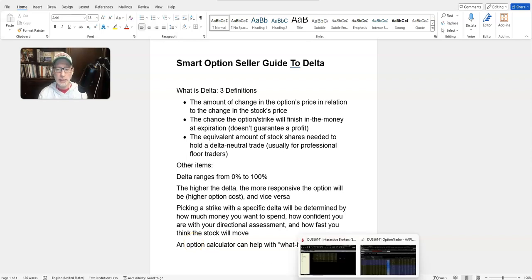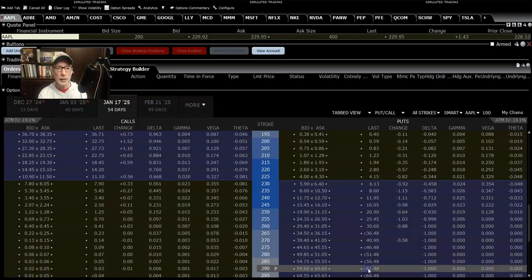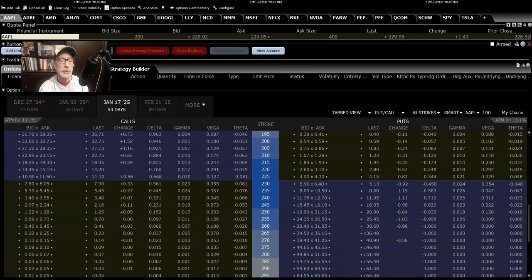So let's just jump right in here and show you how deltas work, what they are, and where you can find them. Now, what you're seeing in front of you is an option chain from the broker that I use, Interactive Brokers. Call options are on the left, put options on the right. So we're only going to focus on call options here. We're looking at Apple. Okay, we're going to focus on Apple options.